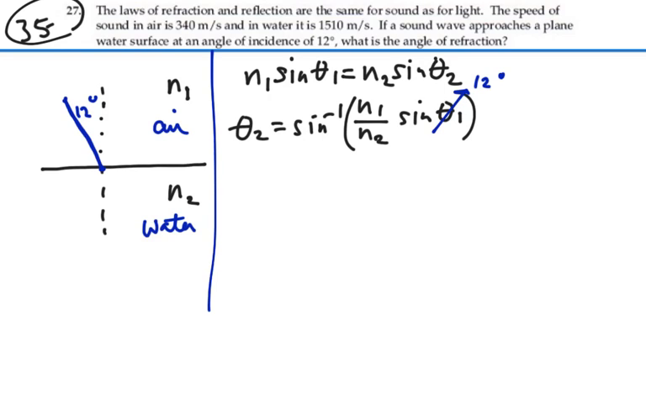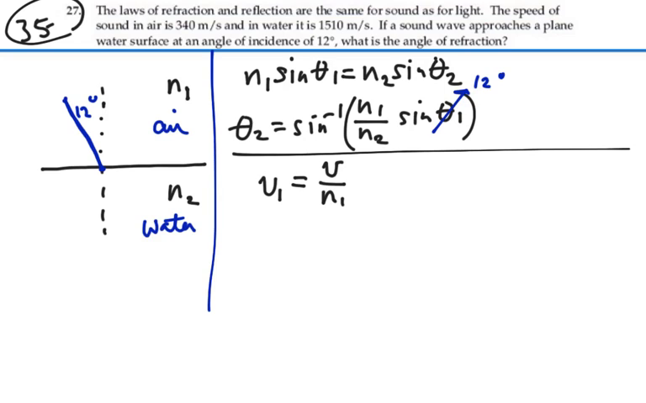We do know the speeds of sound, and we would say that the speed of sound in air, v1, would be equal to some pure speed of sound, which we don't know, over the index of refraction in the air. So let's call it n1. That would be the same kind of relationship that we have for the speed of light in a medium as well. And then we can say the speed of sound in water is equal to this pure speed of sound over the index of refraction of the water.